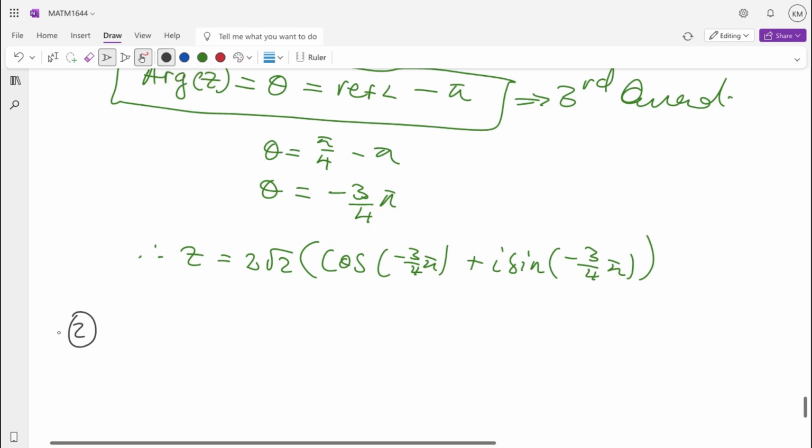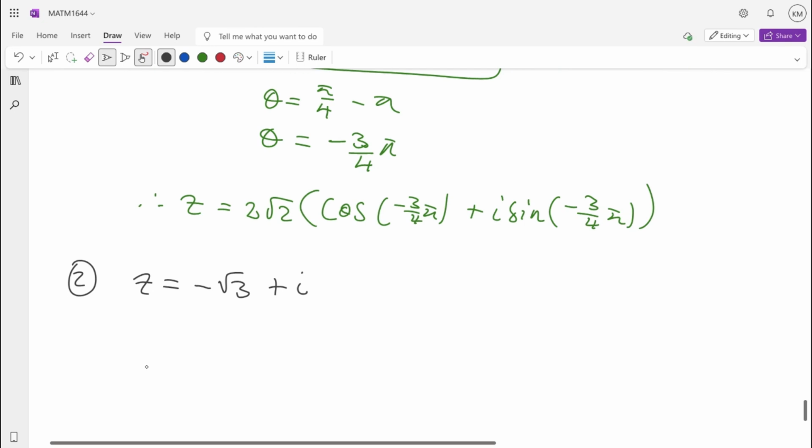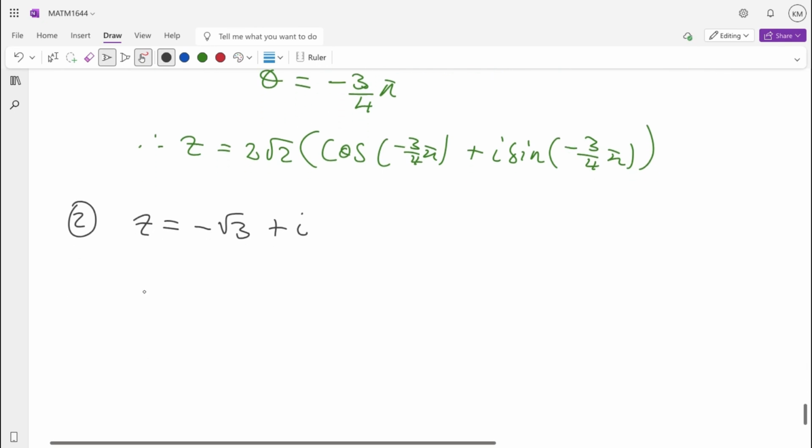Let's look at another example. This time around we can put it in quadrant 2. Let's look for something that will be in quadrant 2. So we can say z should be equal to minus root 3 plus i. So if z equals minus root 3 plus i, then we will have the following.